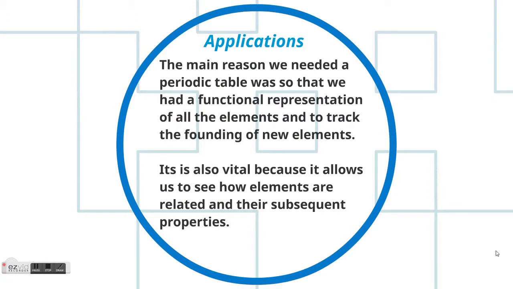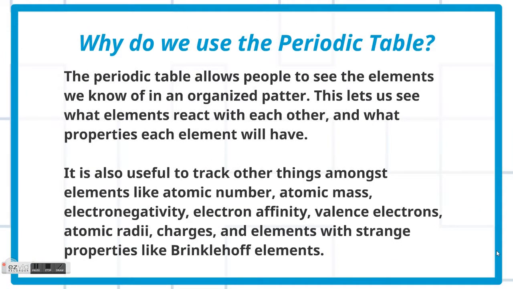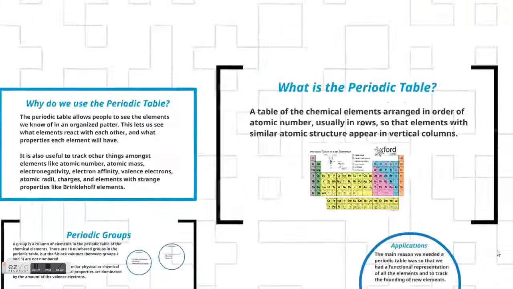Applications. The main reason we needed a periodic table was so that we could have a functional representation of all the elements and an attractive grouping of the elements. It is also vital because it allows us to see how elements are related and their subsequent properties. Why do we use the periodic table? The periodic table allows people to see the elements we know in an organized pattern. This lets us see what elements react with each other and what properties each element will have.